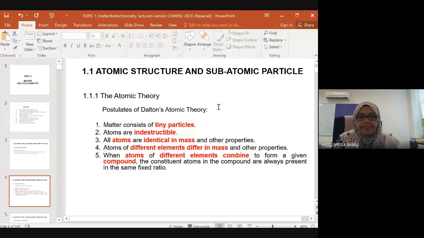Okay. So postulate is more of an assumption. Dia satu assumption. It is not a fact. Okay, kalau fact ni, we know that a fact is something that has been proven. Dah dibuktikan through experiment ke, by research ke. This one is just an assumption.